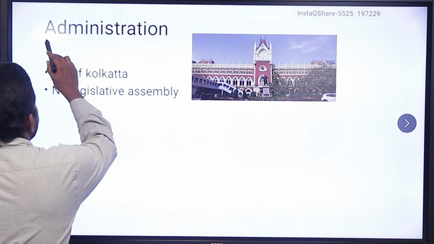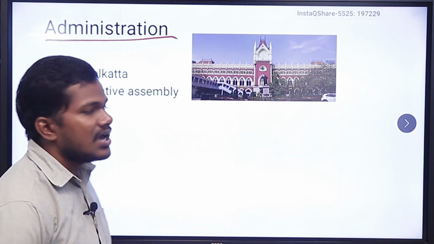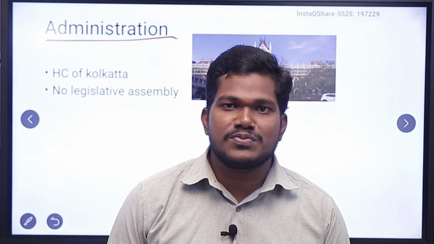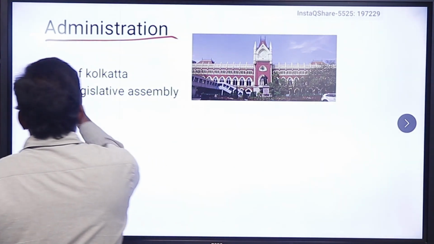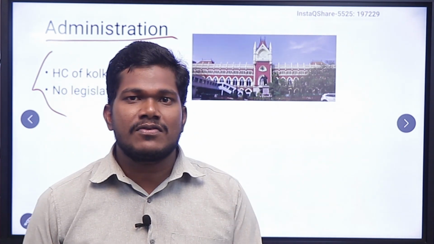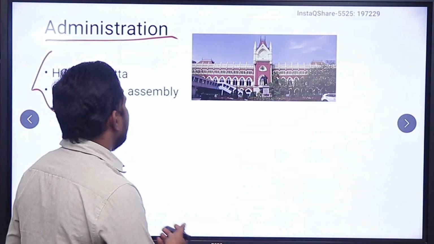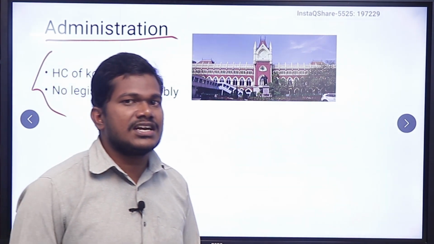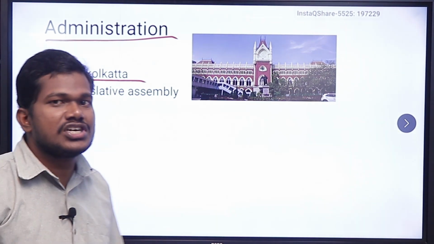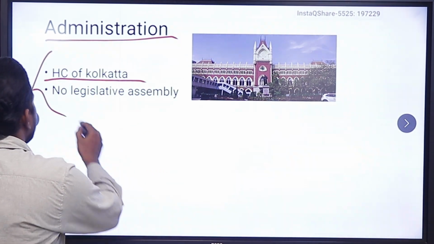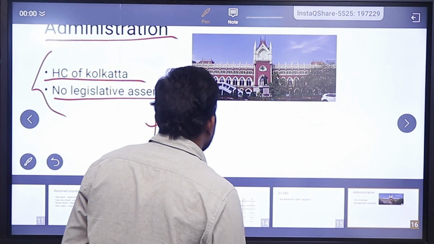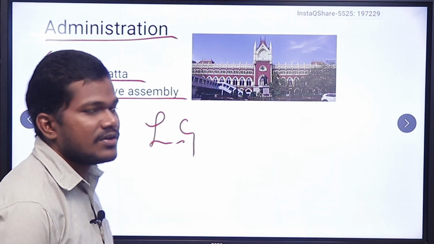Well, this is the administration of the Andaman Nicobar Islands. Andaman Nicobar is a union territory. Union territories are special administrative arrangements by the union government. Those union territories are either culturally or economically different, or backward, or strategically important. If you are talking about the Andaman Nicobar Islands, it is strategically important. The High Court of Calcutta exercises judicial supervision over the Andaman Nicobar Islands. It has no legislative assembly. It has a Lieutenant Governor as the administrative head of the Andaman and Nicobar Islands.